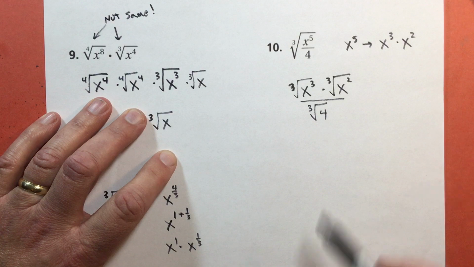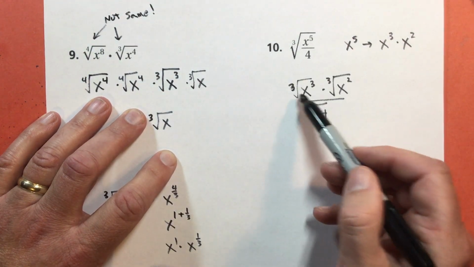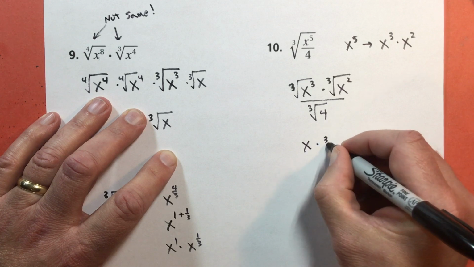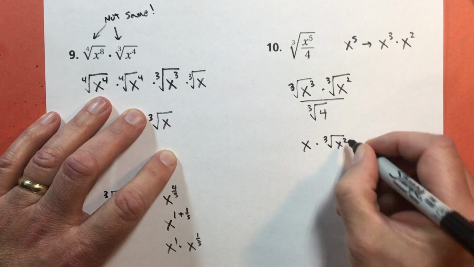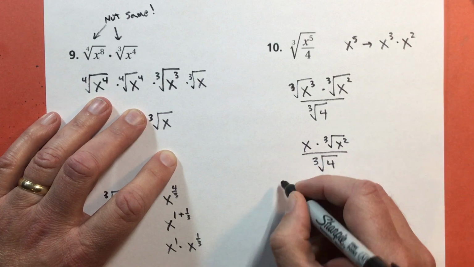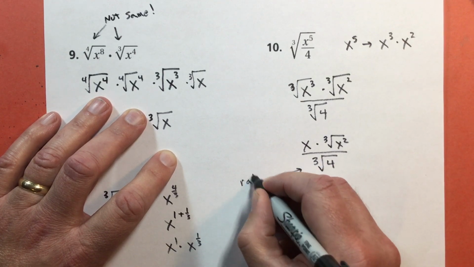Now the only thing I can do to simplify here is this one right here. That's just x. And I would leave everything else alone, except I have to rationalize this.